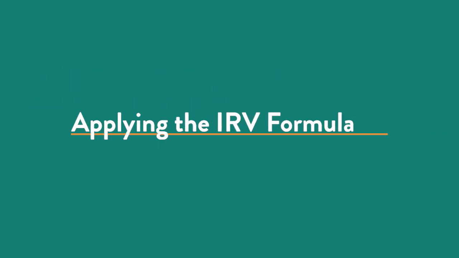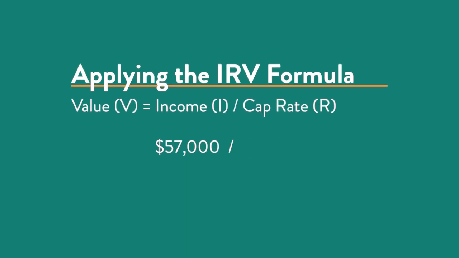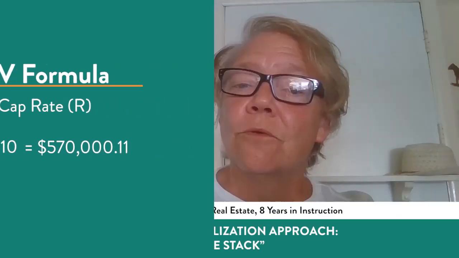Now we use the IRV formula to find the value. The NOI is $57,000, cap rate is 10% or 0.10, so the value equals $57,000 divided by 0.10, which then becomes $570,000. Let's do another example to reinforce this concept.